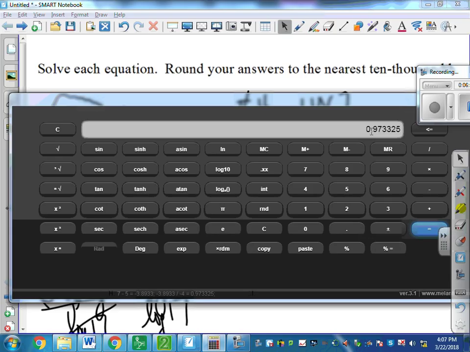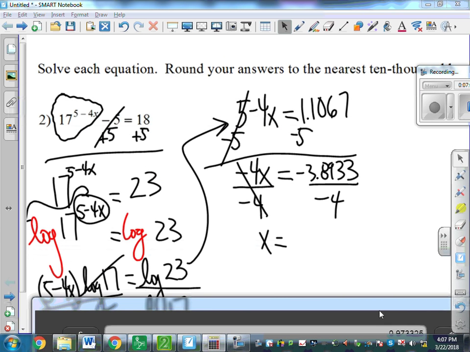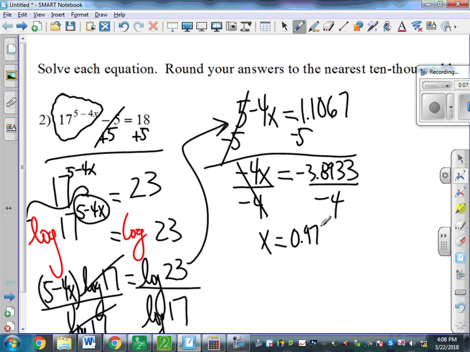X is 0.9733. All right, I already know I lost my pen, so I'll go back to my pen. 0.9733. Okay, we have one more example.